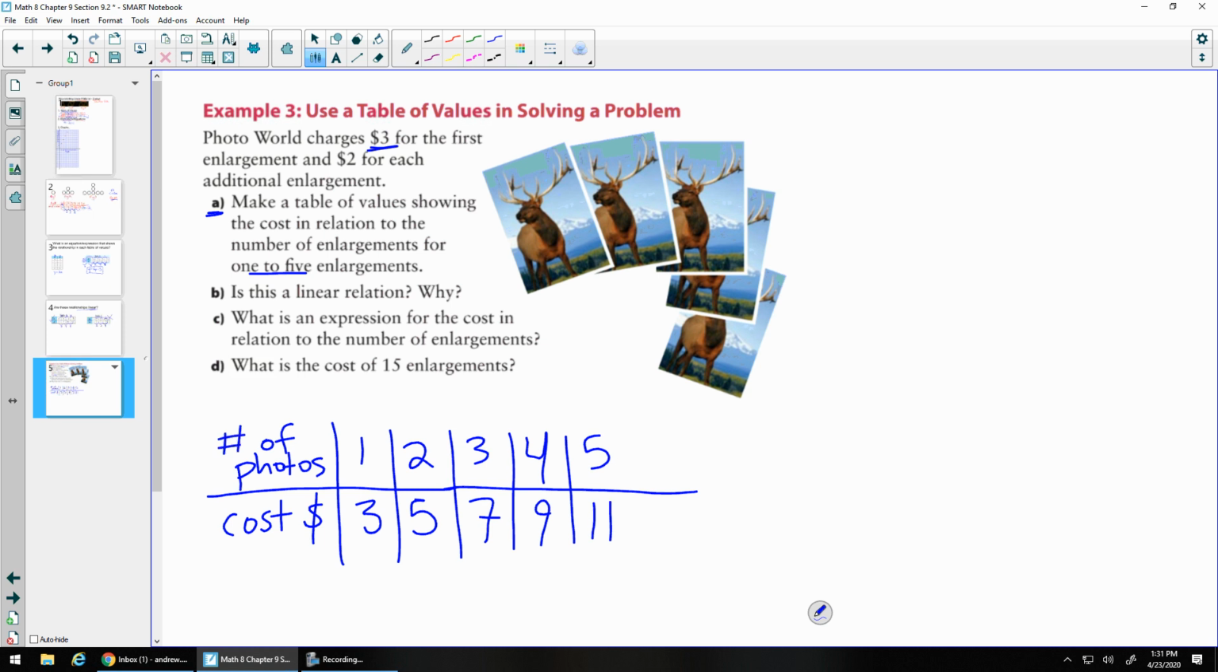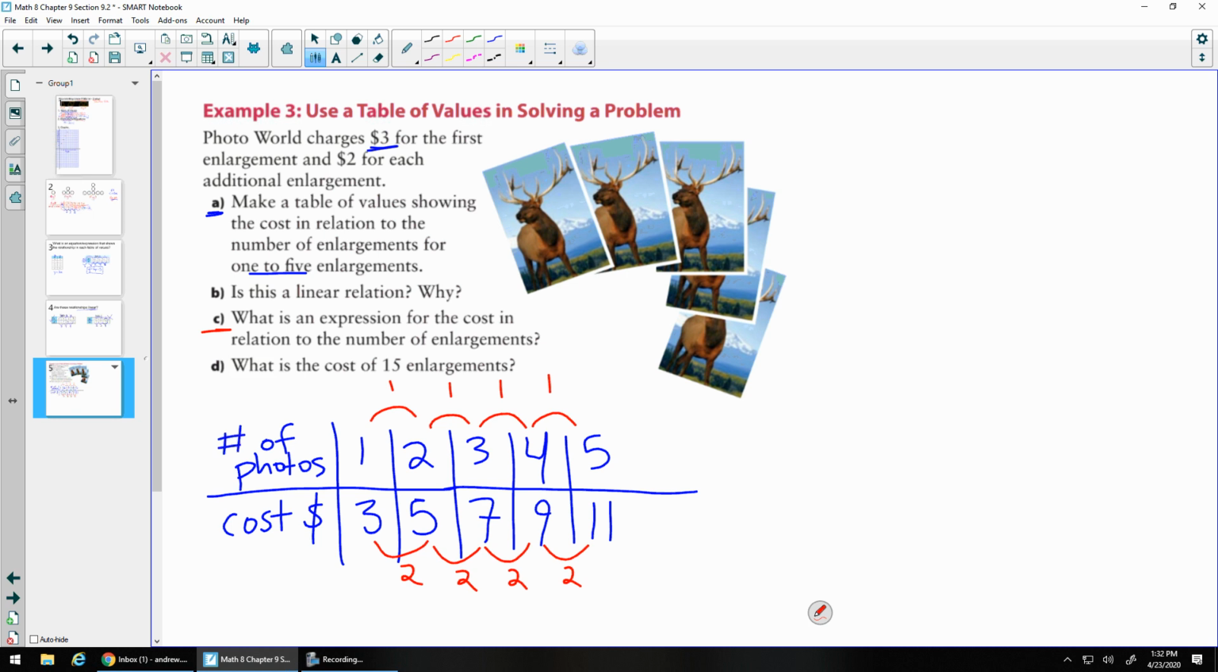So is this a linear relationship? And then it says why. So when it says why, you just need to explain why you know. So we could look at this and see, okay, well, it's going up by 1, going up by 1, going up by 1, going up by 1. And here it goes up by 2, goes up by 2, goes up by 2, goes up by 2. So yes, it's a linear relationship because the number of photos and the cost are each going up a consistent amount, the same amount each time. Okay, that's how you could show that it is a linear relationship. You could also graph it and make a straight line to show that.